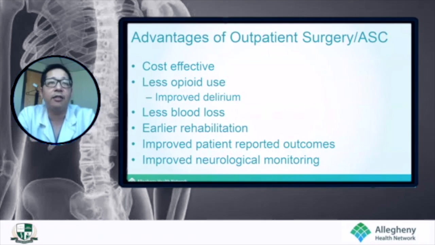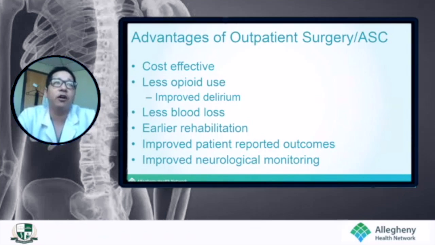Certainly. In terms of the advantages of ambulatory surgery centers, I think everyone kind of gets some sense of this, but it's more cost effective. There's less opioid use, which means less delirium, less blood loss, earlier rehabilitation, improved patient outcomes, and sometimes improved neurological monitoring, especially in some of those awake fusion surgeries.